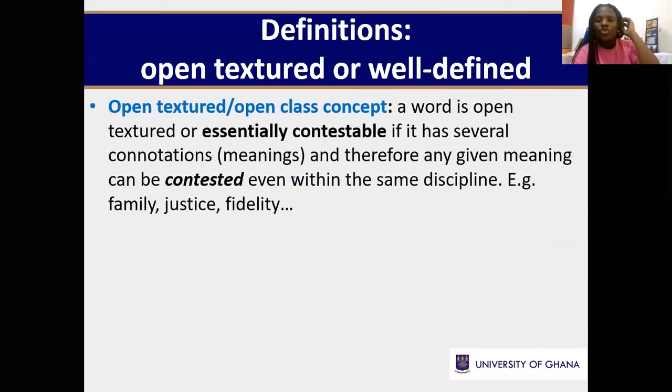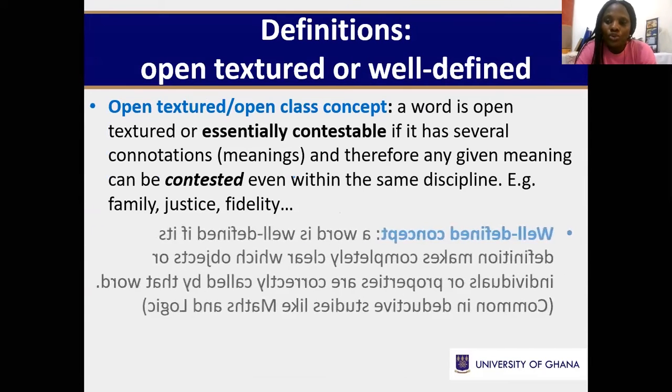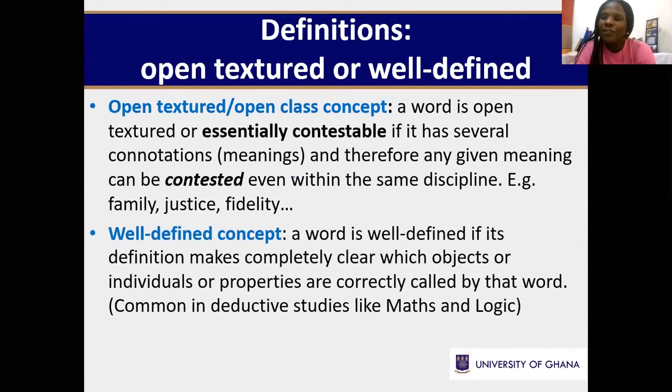Okay, so you will see that there are certain terms or words which the very discipline they belong to does not clearly define what they mean. You can always contest, you can always argue out the meanings that have been proposed in that very discipline. For example, family. What defines family? Essentially, essence means it couldn't have been otherwise. That which makes family family.